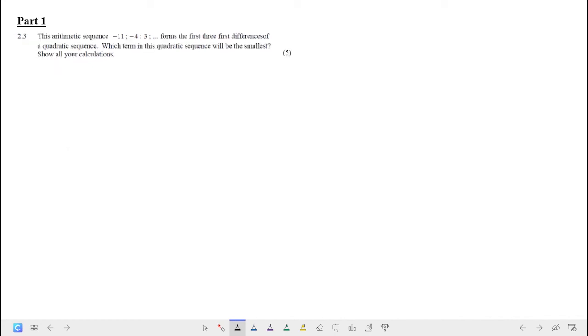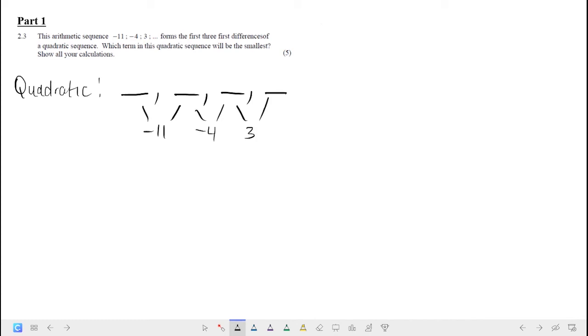Now let's go ahead and look over the last question, which is 2.3. The question says, this arithmetic sequence forms the first three first differences of a quadratic sequence. Which term in this quadratic sequence will be the smallest? Show all your calculations. So here they're saying that we have a quadratic sequence. We don't know its terms, but what we do know is that its first three first differences are minus 11, minus 4, and 3.